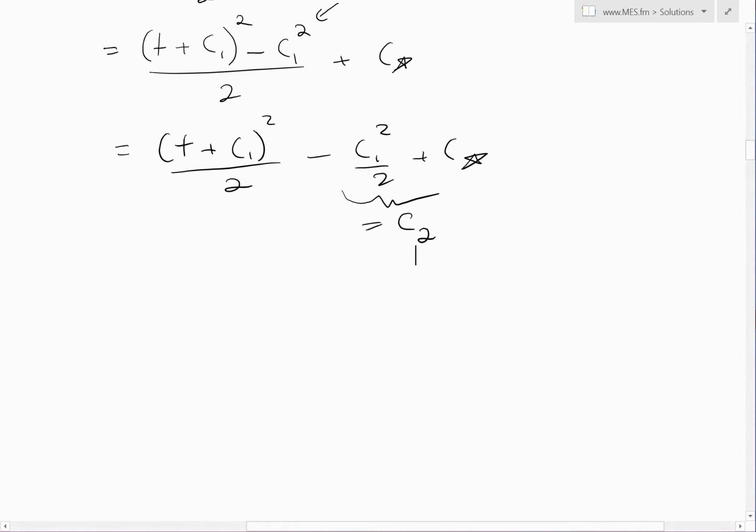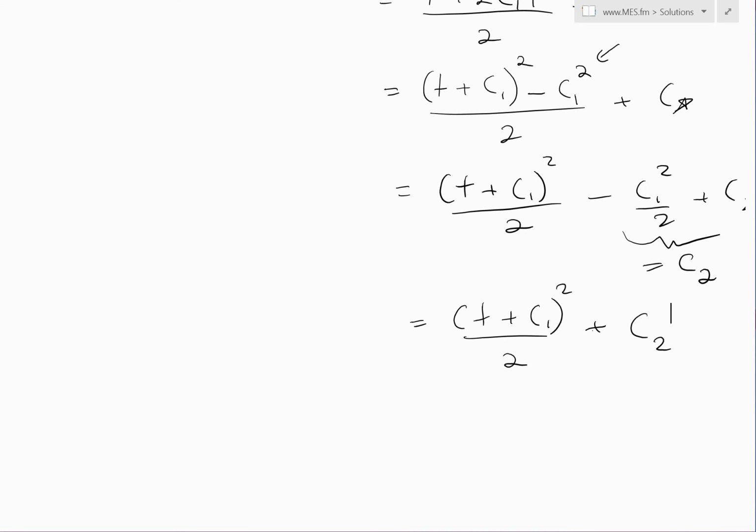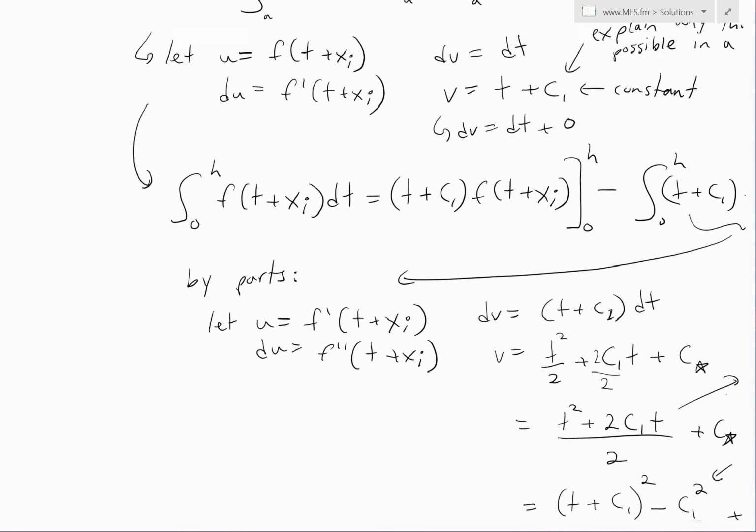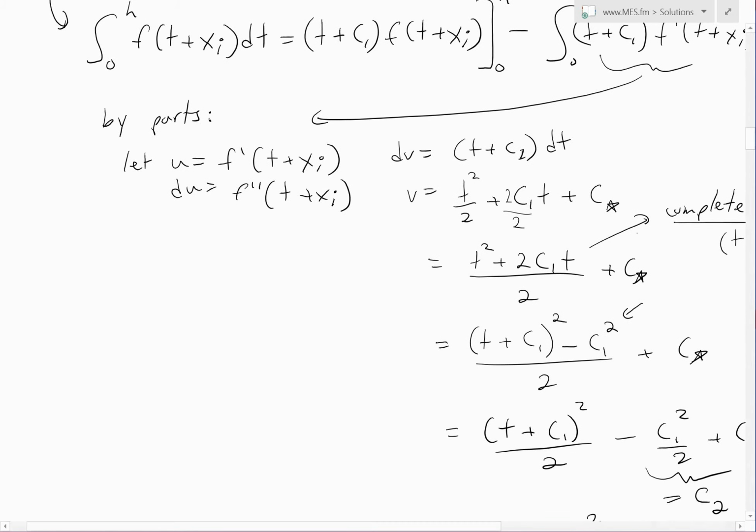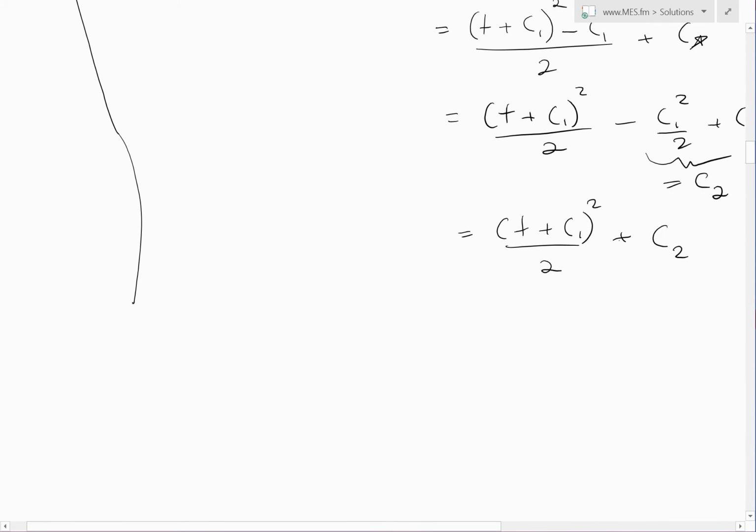So now we have a better constant. This is more neat and tidy. So t plus c1 squared, and then this is going to be plus c2, where c2 equals c star minus c1 squared right there. So now that we've done all this, we can go ahead and plug these inside. So what we get, I'll move this all the way down right here.